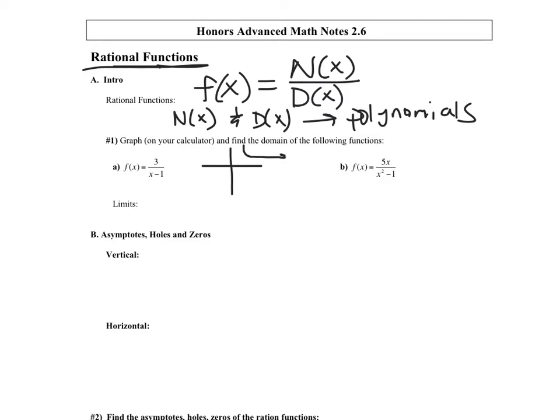Something like that, and like this, okay? All right, so we've graphed that before. We know that the domain would be all real numbers except when x is 1, and we know that because the denominator cannot be 0 here. So that would be the domain, and that would be the graph.